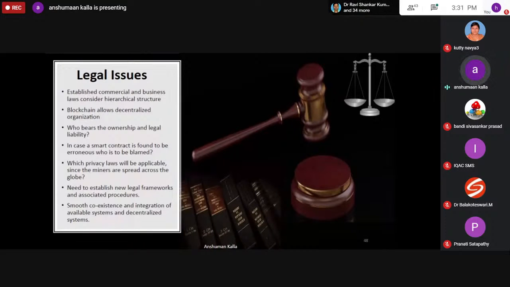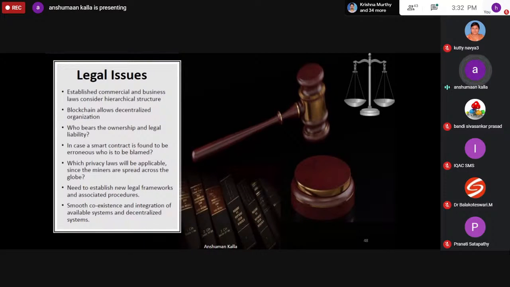So what we need is to establish new legal frameworks, right? Maybe more collaborative efforts are needed in this direction. The people from the law world, the legal people, have to sit together with the computer science world, and maybe have a kind of system where an agreement can be properly scrutinized and verified.